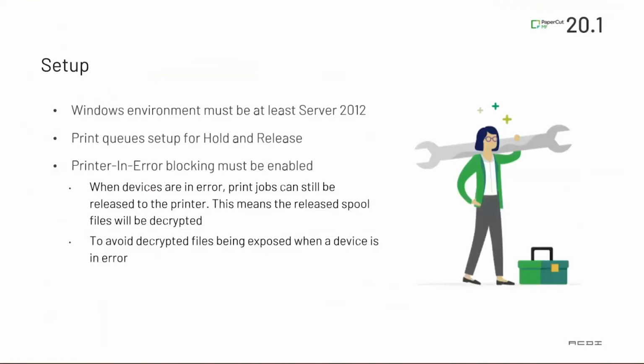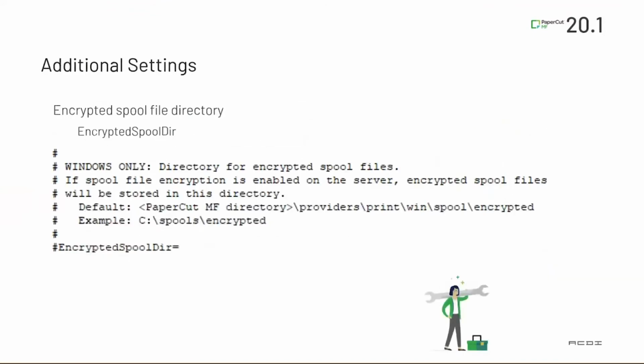To set up encryption, you need at least Windows Server 2012. You'll set the print queues to hold and release, and then printer in error, or PIE, that's a PaperCut acronym, must be enabled. This is to ensure unencrypted spool files are not exposed when there's a printer error. Because when a printer is in error and blocking is not enabled, when a print job is released, it will be visible in the spool folder unencrypted and could be compromised.